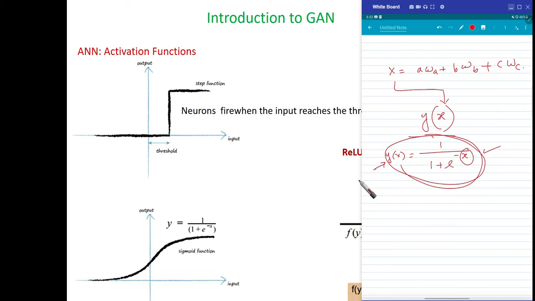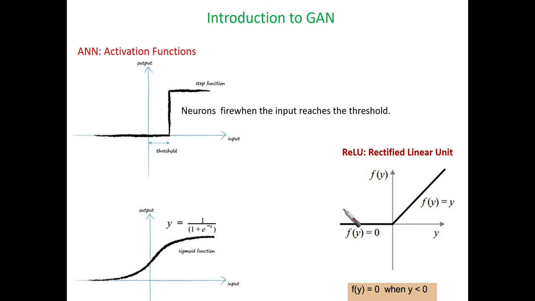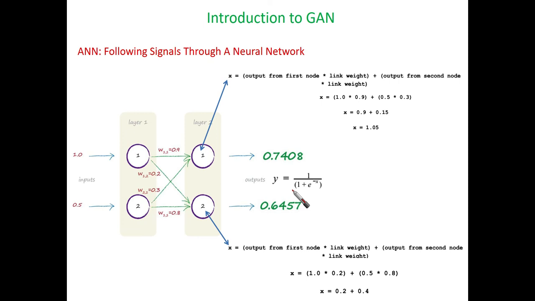You don't need to worry about why we need to use sigmoid and these various other kinds of functions; we'll cover that a little later. Just think of the output as a function of the sum of the input signals for each node. So let's take this example and it will be clarified.